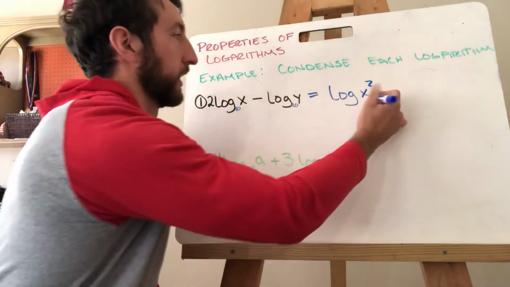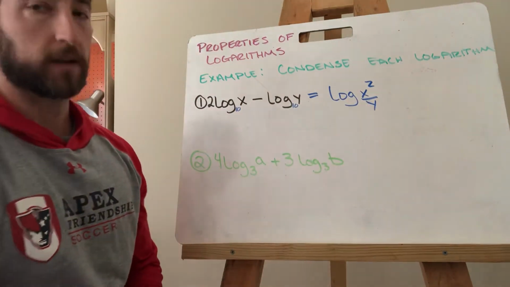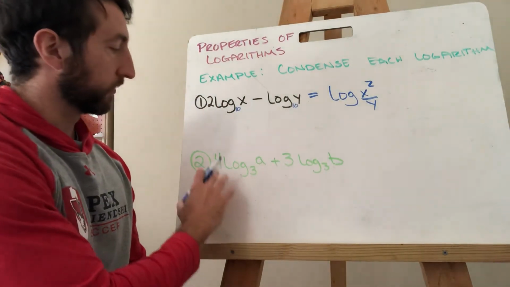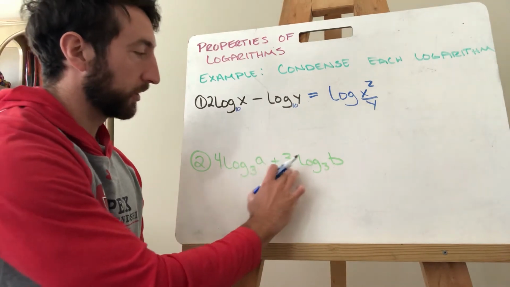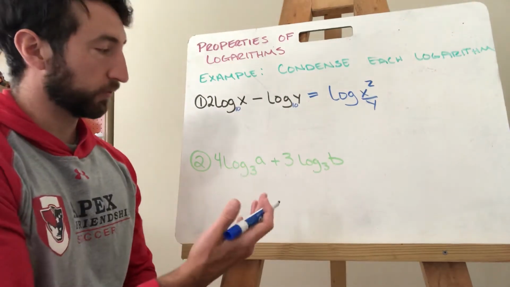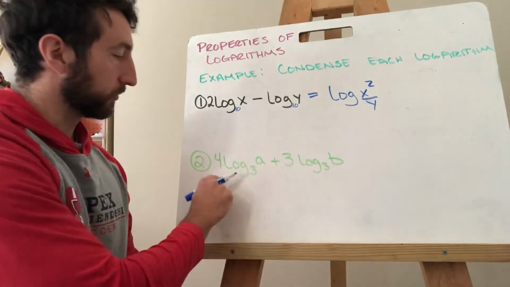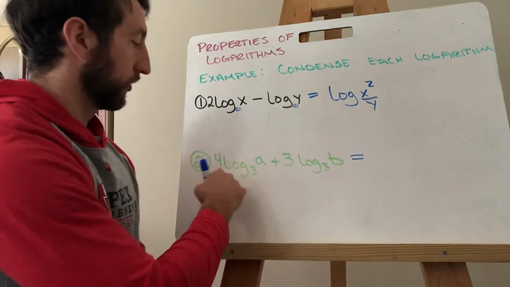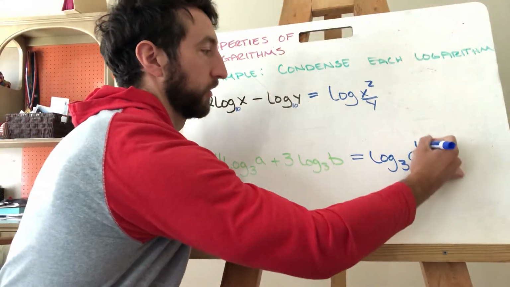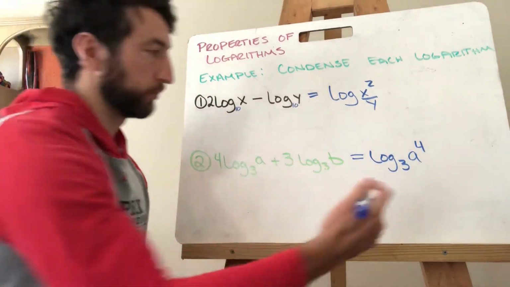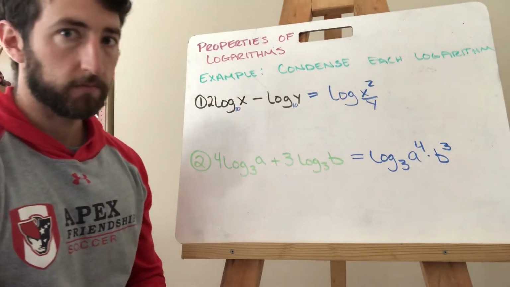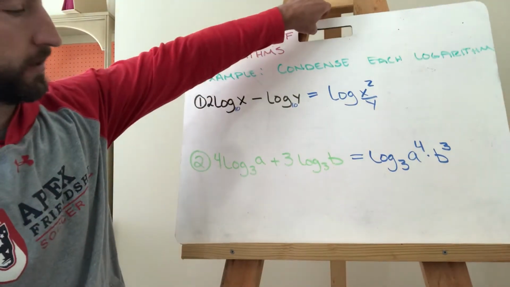So x squared, and then the minus is over y. So that would be our condensed version. So think of it as the opposite of what we did earlier. All right, here we've got 4 log base 3 of a plus 3 log base 3 of b. So what we want to do, we've got a plus, so that means we're multiplying. We've got these numbers out front, so they move to our exponent. So we get log base 3 of a to the fourth, and then we've got plus, so we're just multiplying, so times b to the third power. So that would be our condensed version of that.